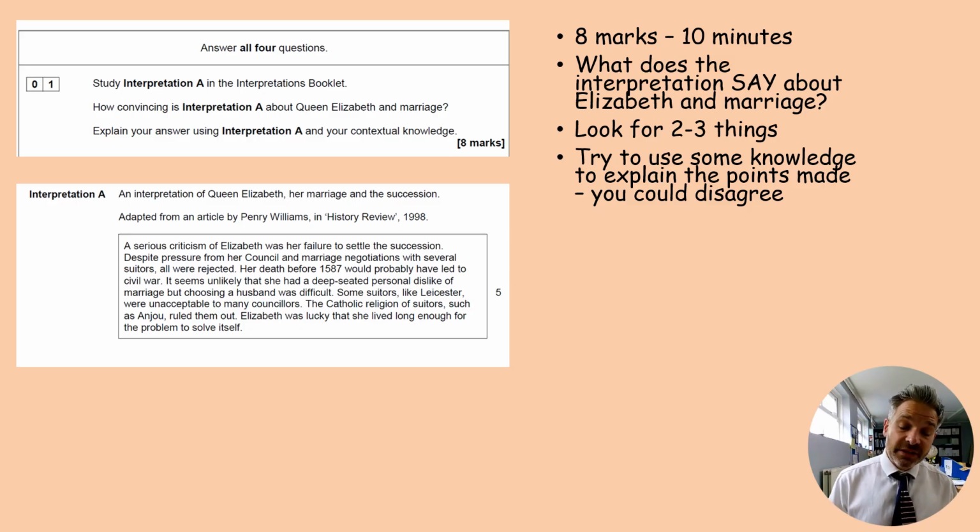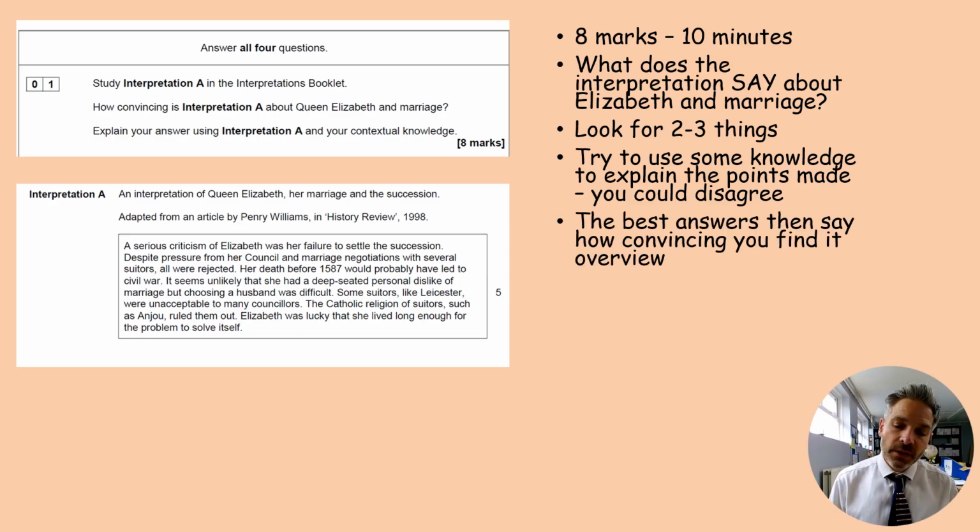There is also the possibility sometimes of pointing things out which you might not agree with, but you don't have to do that. In this case, it says it's unlikely she had a deep-seated dislike of marriage, and you might say, well, that's not really true. She'd always said that she didn't want to get married. The experience of her father and his treatment of women would have put her off, so you can disagree. You could also point out something that isn't in there that you think is really important, but I would focus on the source. That's what you need to do, the interpretation. What is it telling you, and how can you explain whether that's true or not?